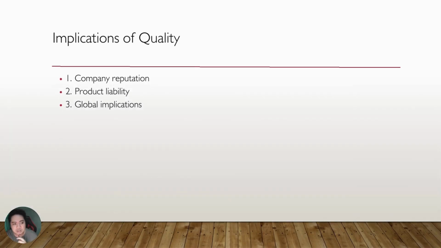What are the implications of quality? The implications of quality are the following: company reputation, product liability, and global implications. In terms of global implications, for us to be more globally competitive, we need to address our quality, so that the product or service that we sell can be saleable even abroad.